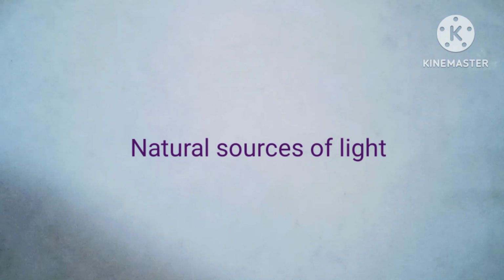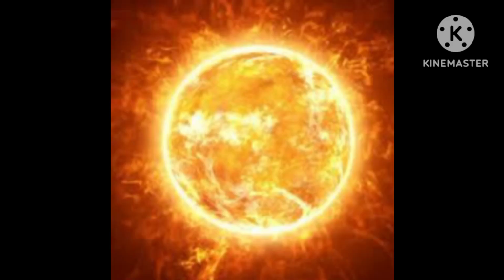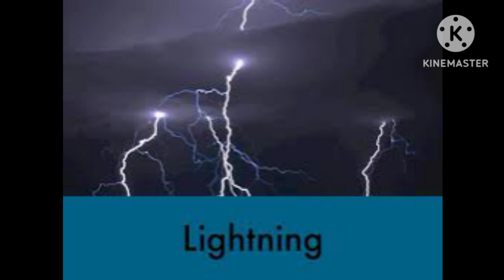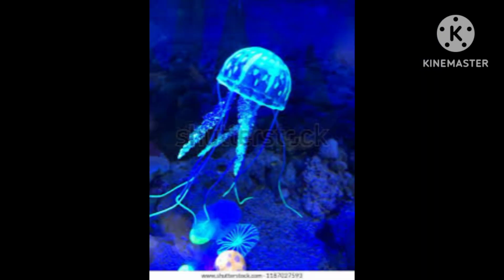Natural sources of light. Objects that give us light of their own are called natural sources of light. For example, the sun, the stars, lightning, etc. are the natural sources of light. The sun is the main source of light energy. There are some animals and plants that can create their own light, such as glowworms, fireflies, jellyfish, mushrooms, etc.